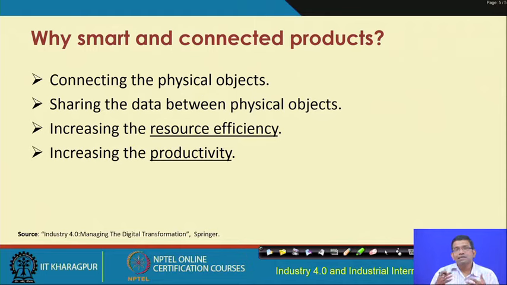This connectivity is going to be required because through this connectivity and smart perspective we are going to increase the overall resource efficiency, in terms of resource consumption, resource utilization and so on, and in turn improve the overall productivity in the manufacturing process. So, improved resource efficiency and improved productivity are the reasons why we need to take a smart and connected business perspective.